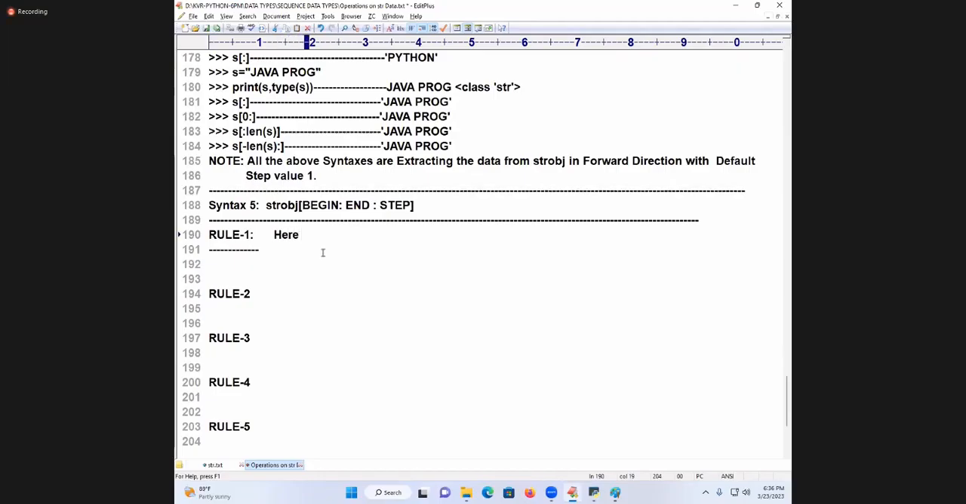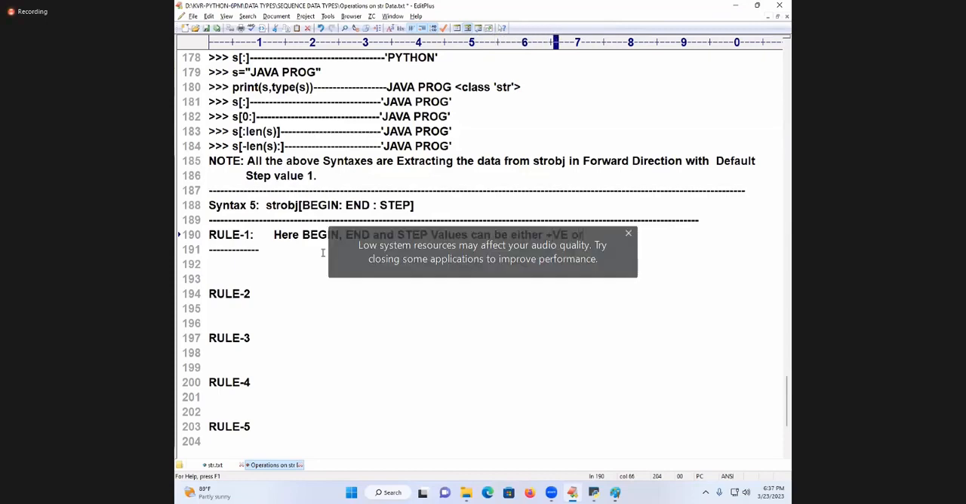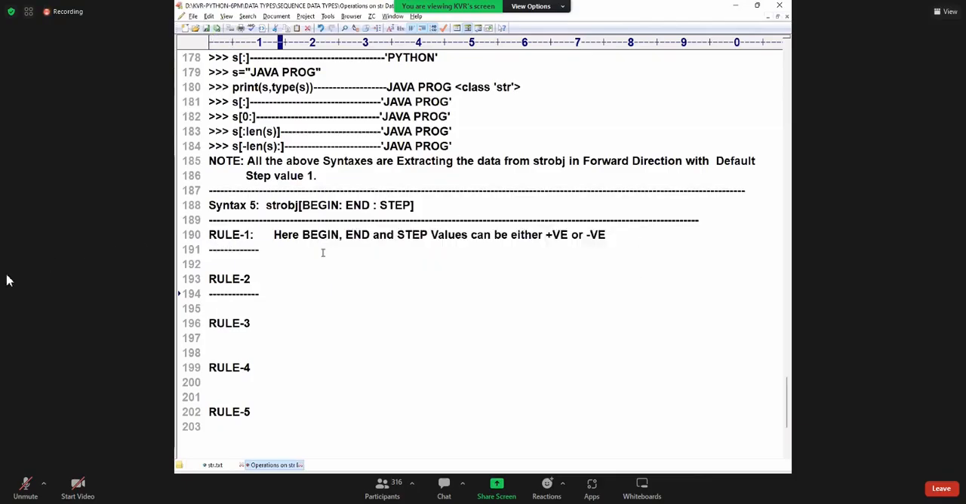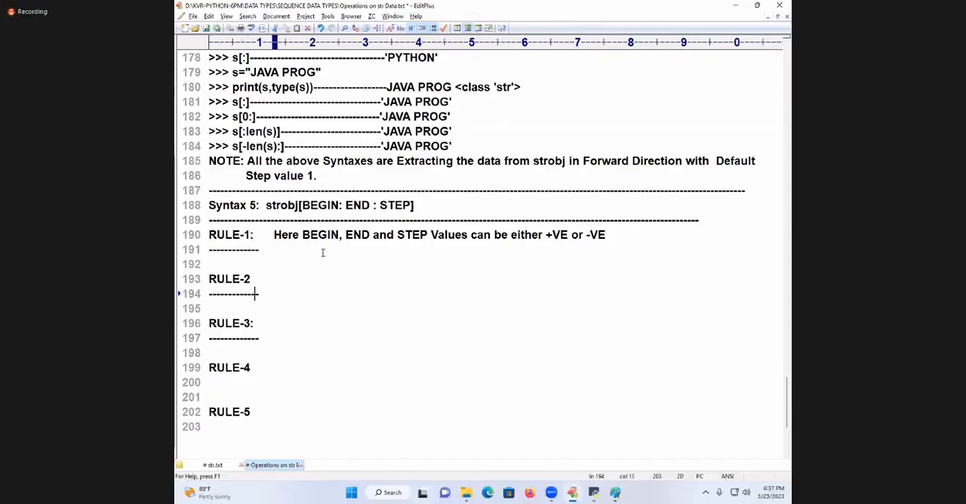Now I am starting the syntax number 5 explanation. Here, begin, end, and step values can be either positive or negative. Either positive or negative. Okay, that is the first rule, and of course it is only a direction given for you. The second and third rules are so informative. Try to catch me carefully.